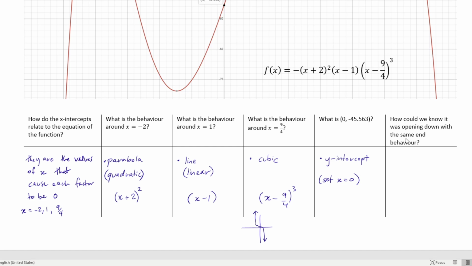Finally, it says, how could we know if it was opening down with the same end behavior? Well, it had a negative leading coefficient, right? And in the previous lesson, we found that anything with a negative leading coefficient is going to open down if it is an even function. Negative leading coefficient, opening down, since it is an even degree function.